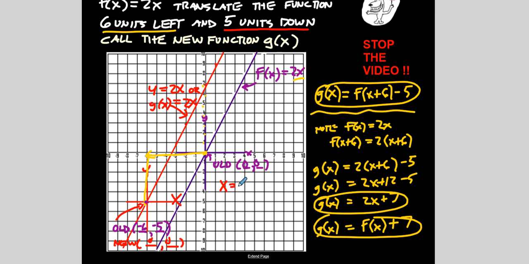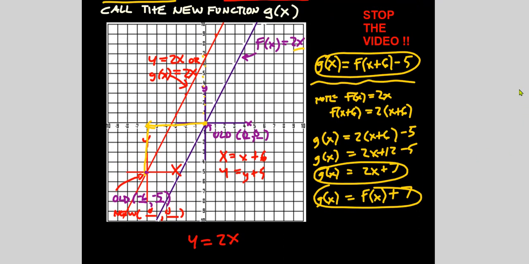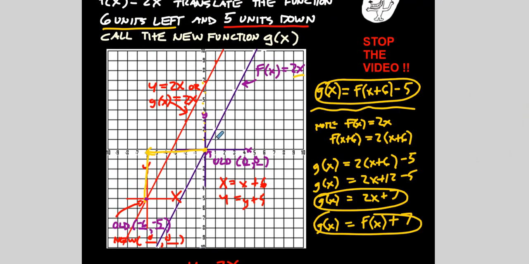So we would get capital X equal to little x + 6, because to go from -6 to 0 I have to add 6, and capital Y is going to be little y + 5, because going from -5 to 0 requires adding 5. So using this method, big Y is going to be 2X, because it's the identical function as this, except we're starting from here. It has a slope of 2 also. Both of these have a slope of 2.